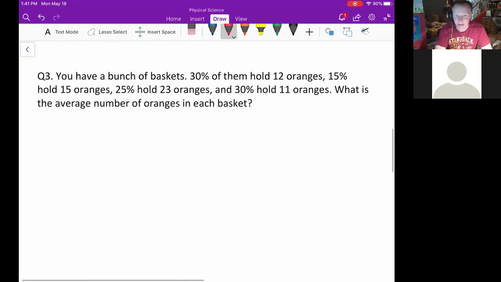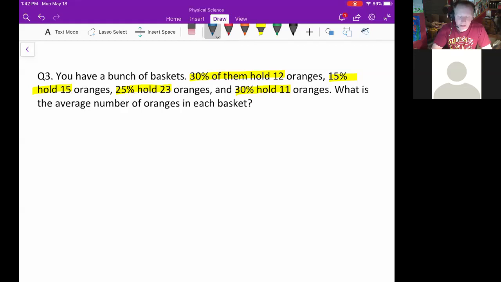So let's just say we got a bunch of baskets. Doesn't really matter exactly how many, but we do know that 30% of them hold 12 oranges. We know 15% hold 15 oranges. We know 25% hold 23 oranges, and the remaining 30% hold 11 oranges. Now for this to work, we need this to add up to 100%. That's how a weighted average expresses things. So out of the total, this is a percentage.